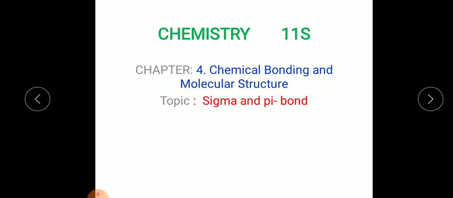In our previous classes, we have learned about electrovalent bond, covalent bond, their formation, examples, characteristics. After that, we discussed their differences. Then we learned how to write down the electron dot structures, Lewis dot structures. We have also seen the compounds which do not obey the octet rule. Now today we are going to see the sigma and pi bond.